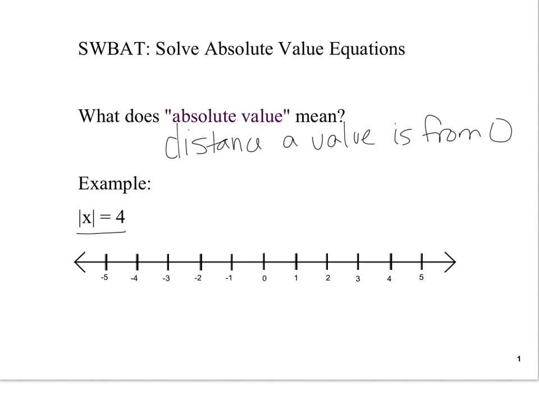So the absolute value is equal to 4. It's saying the distance is 4 away. So this is 0. So what values are 4 away? Well, over here, this is 4 away from 0, but also this way is 4 away from 0. So when we're doing an absolute value equation, there's two possibilities. X could be 4 or X could be negative 4. So there's two answers, in essence.